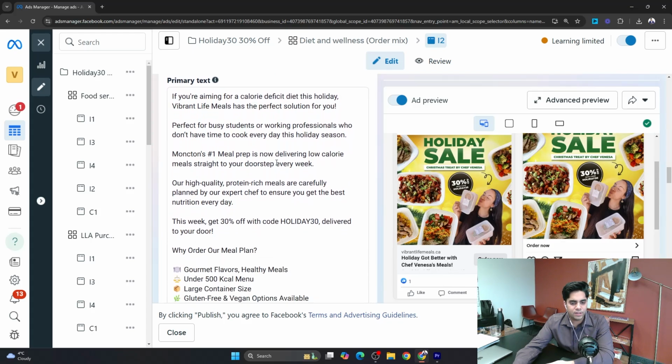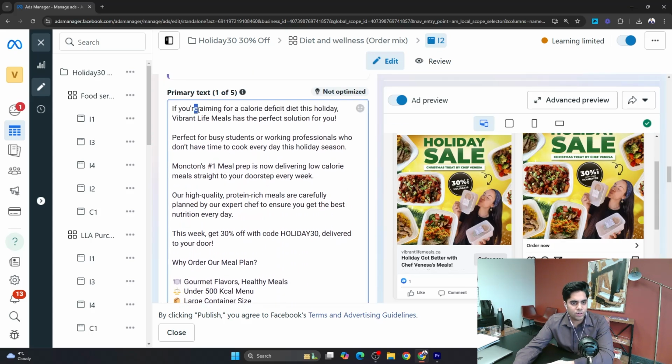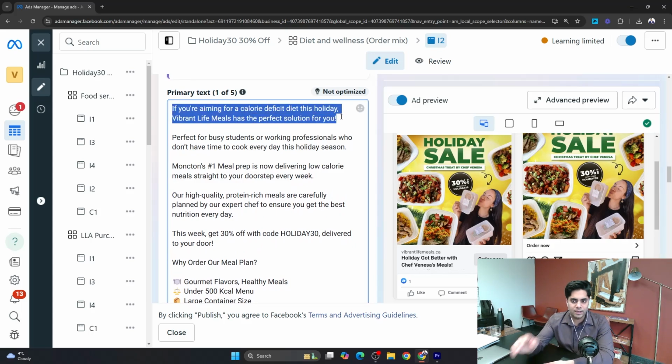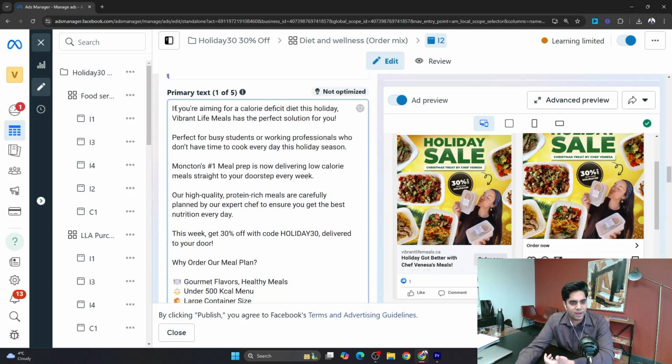But what's really important here is the copywriting. So what are we actually saying? Number one, your first line is supposed to do two things. It's supposed to hook the user in, draw their attention, and number two, capture the attention of the right people, right? We don't want to just hook anybody. We want to capture the attention of our target audience or our target avatar. For this particular meal prep business, it's an outcome-based meal prep, which means it's helping people lose weight. So right off the bat, we're like, if you're aiming for a caloric deficit diet this holiday, Vibrant Life Meals has the perfect solution for you, right?